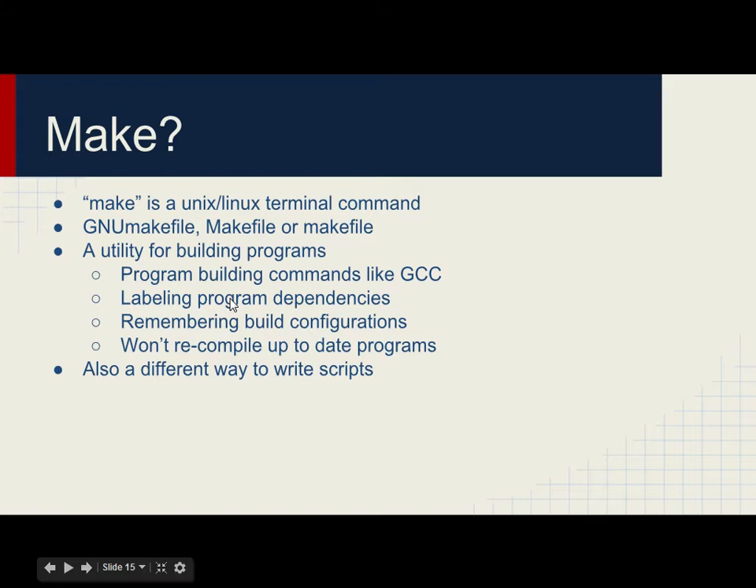You can label program dependencies, so that you make your .o files before you make your executable files, if you do those things as individual steps. Make is also really powerful, because if it's made a .o file before, there will be a timestamp on that .o file, and if that file is up to date with the original C file it was compiled from, make will actually be smart enough to not go through the compile again, and it'll just skip over it and say, hey, it's done, and do a lot of really intelligent things for you. And in a really abstract way, it's a way of writing scripts for terminal commands.